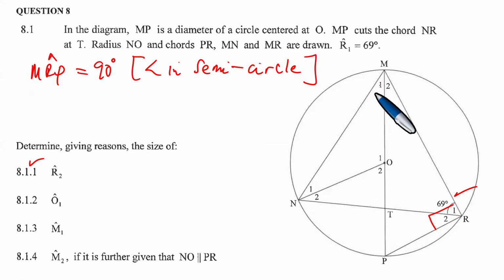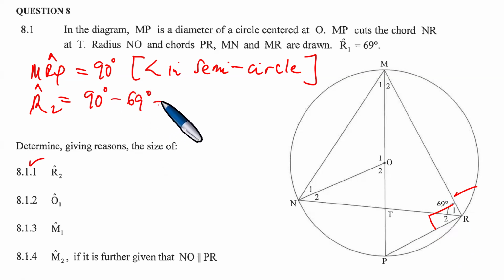Because it's an angle in a semicircle subtended by the diameter, you can tell the examiner why this angle is 90 degrees, and then say the angle R2 is therefore equal to 90 degrees minus 69 degrees, because the whole angle is 90 degrees. This is equal to 21 degrees. So the angle R2 equals 21 degrees. Okay, we have got that one.